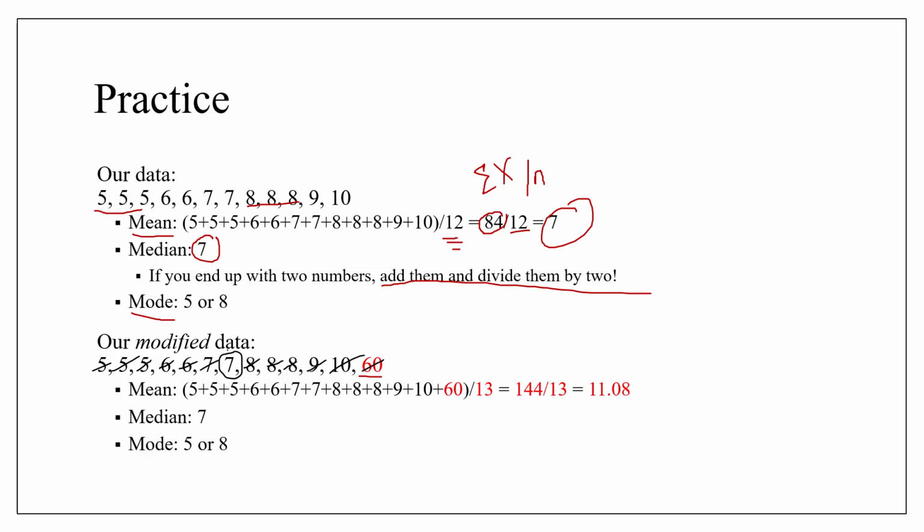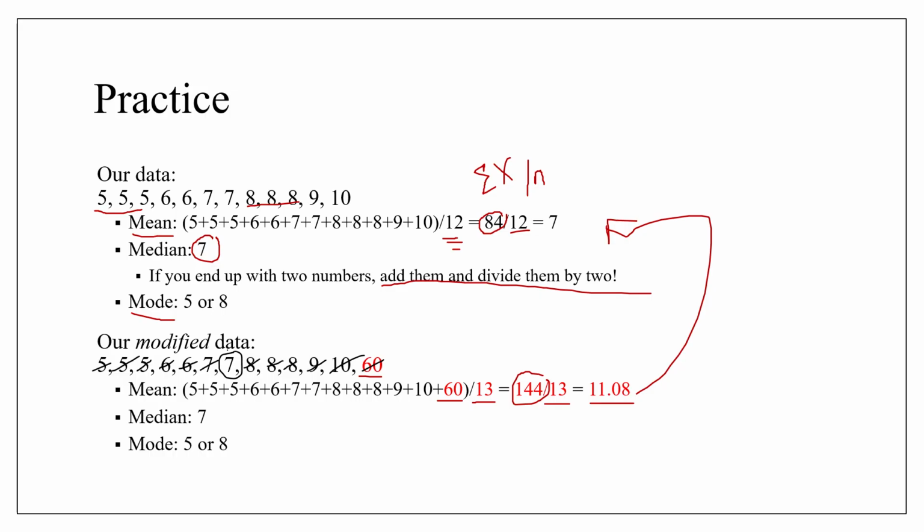So again, the processes are all exactly the same as we discussed before. For the mean, the only difference is that we're making one more addition because we have one more observation. And then we are now dividing by 13 because we have one more observation. So for our summation, we're going to have 144, and then we're going to be dividing this by 13. So we're going to see now that our mean is 11.08, whereas previously it was 7. So that is a change.